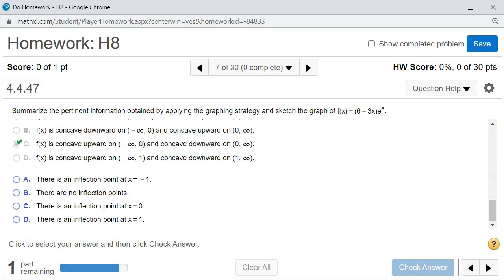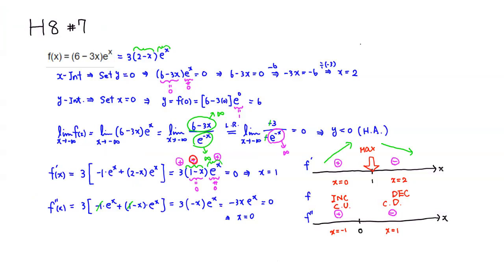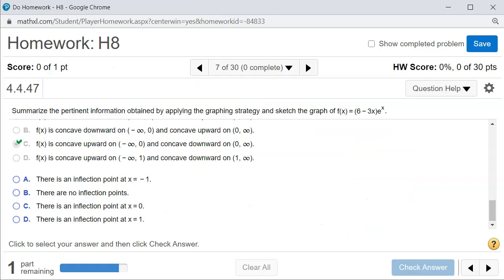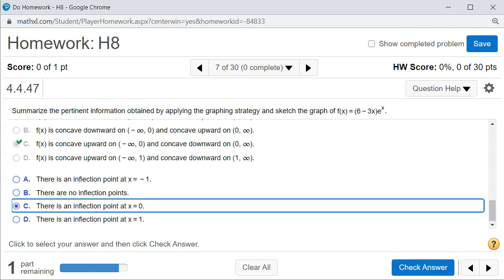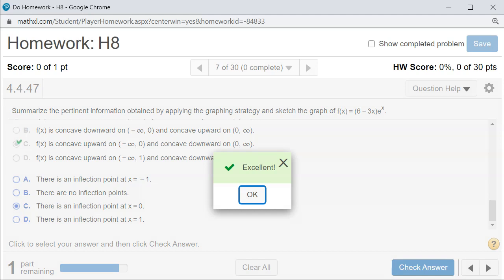Anything else? Inflection point. An inflection point is where concavity changes. So you can see that here at x equals 0, concavity changes from concave up to concave down. So we know that there's going to be an inflection point at 0. So C is the right answer. All right, we got that.